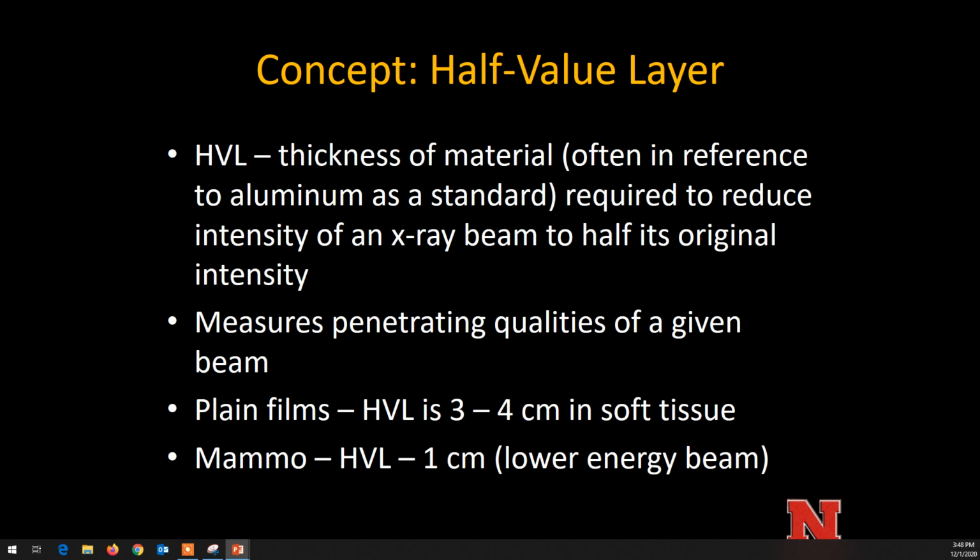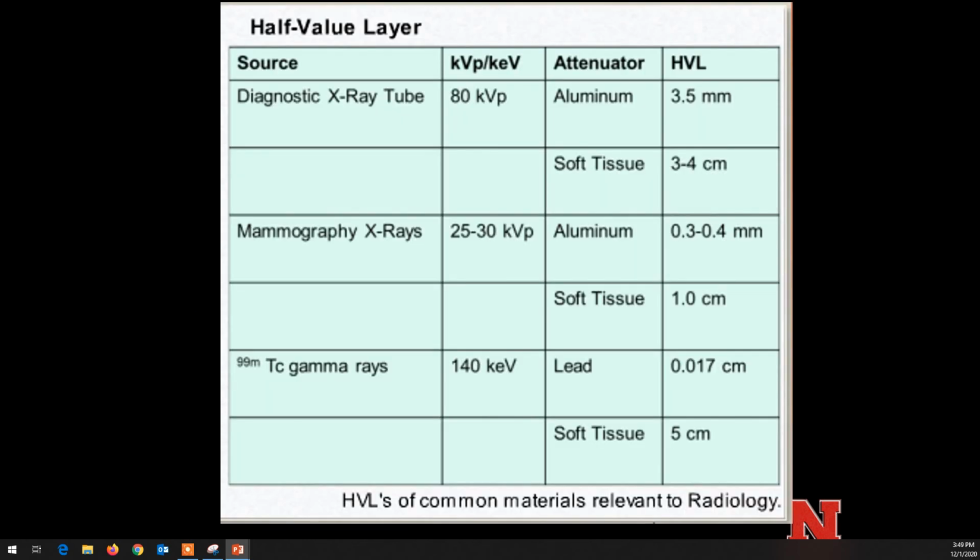In mammography, the half value layer tends to be smaller because you're using lower photon energies, so it has a half value layer of about 1 centimeter due to that lower energy beam. If you look at the half value layer for a diagnostic X-ray tube, 80 kVp, it's about 3.5 millimeters if it's going through an aluminum attenuator.